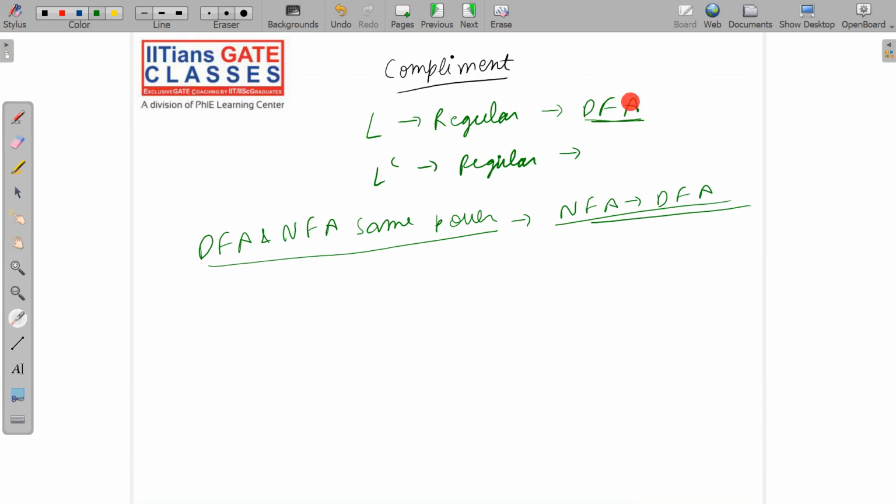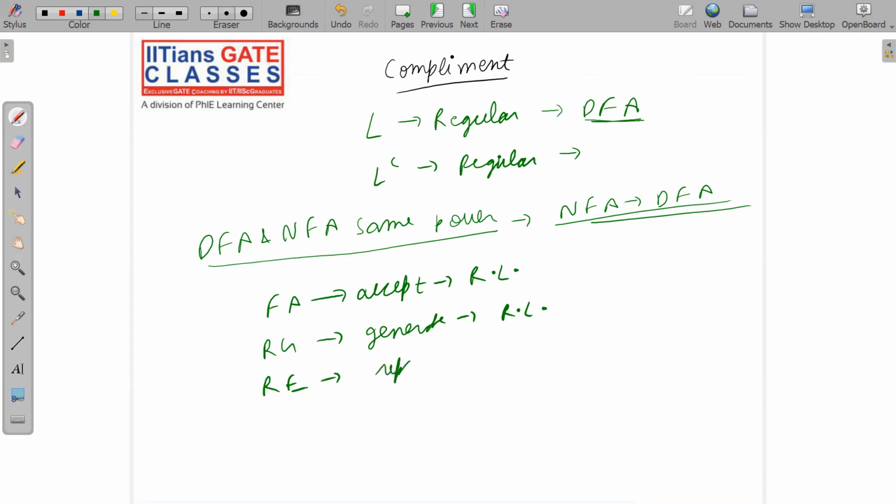NFA or DFA, for accepting it. Or you have to find a regular grammar generating it, or you need to find a regular expression representing it. Don't worry, I will talk about regular expressions in the next lecture itself. You just have to remember the terminology. The terminology says that FA accept the regular language, regular grammar generate the regular language, and regular expressions represent the regular language.